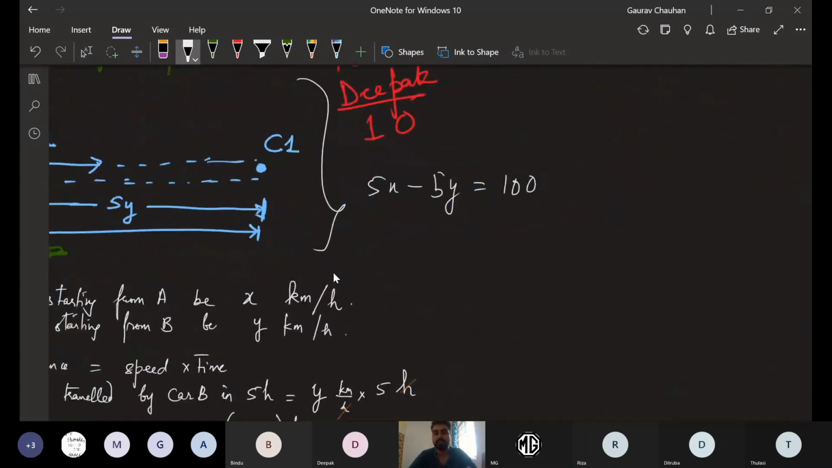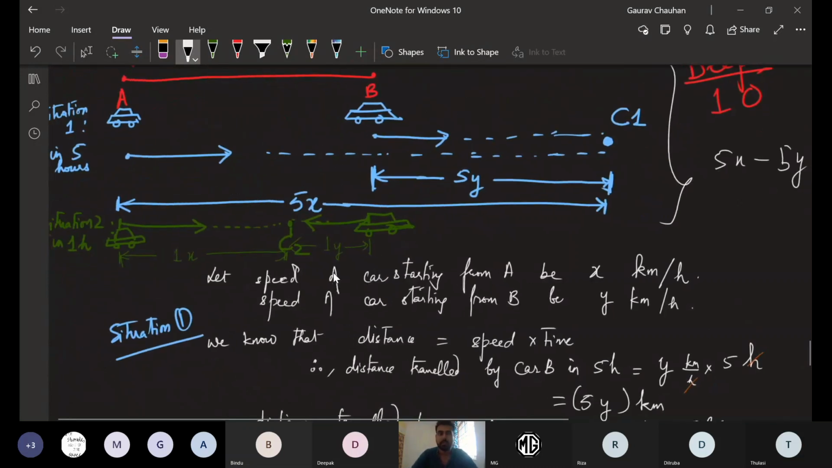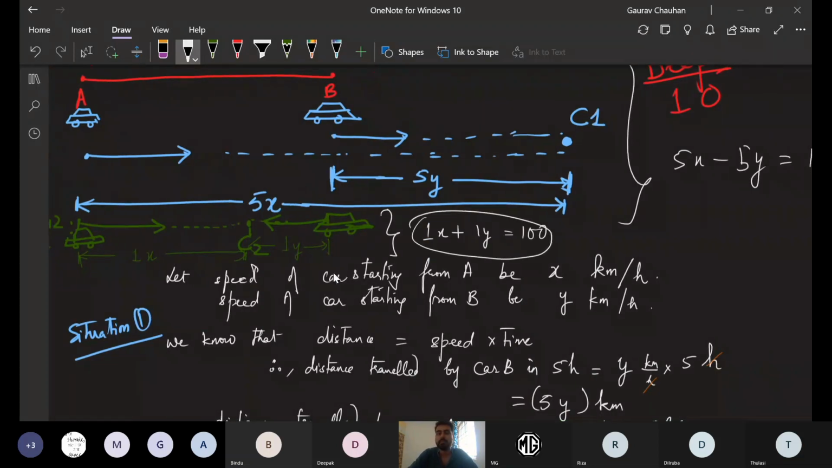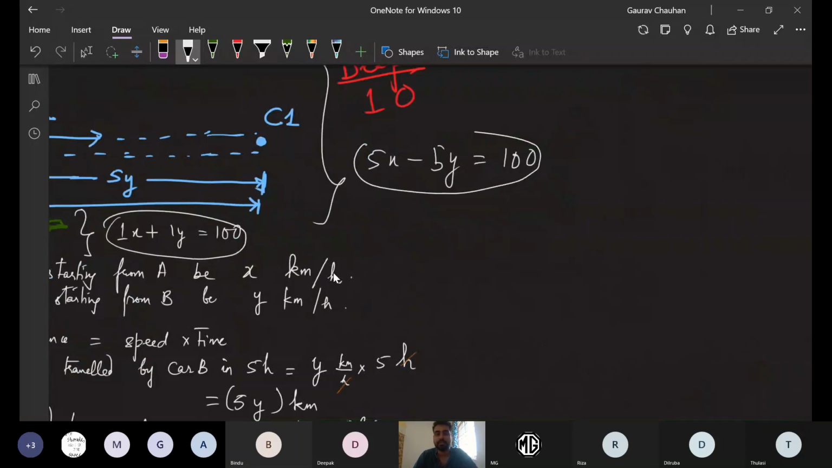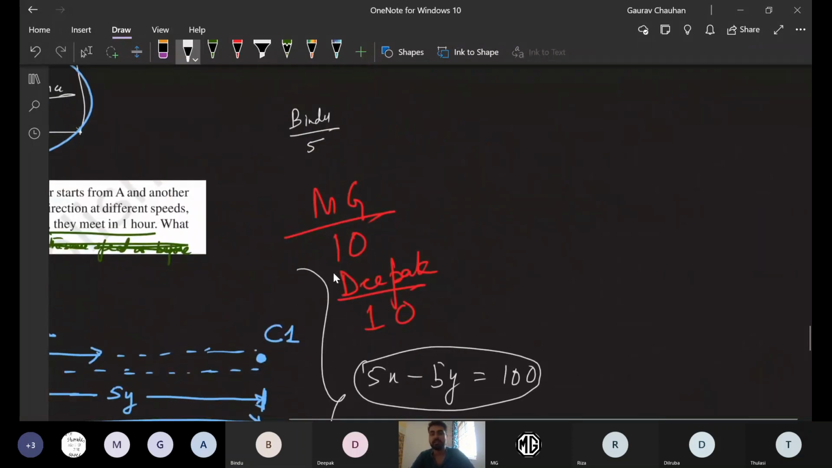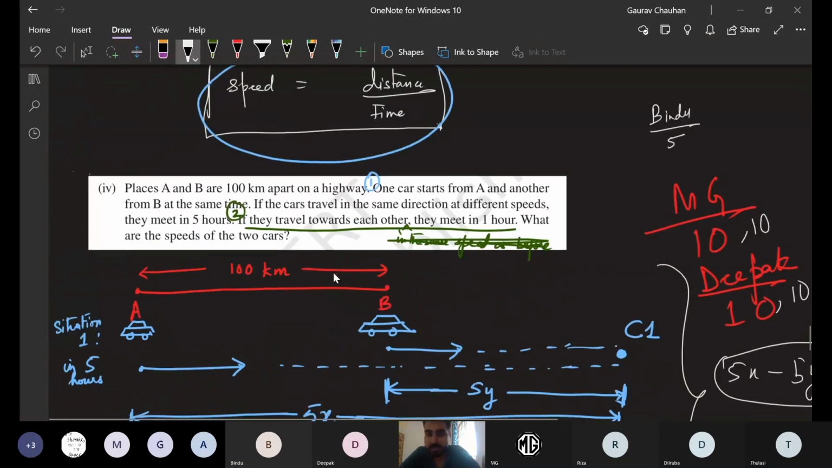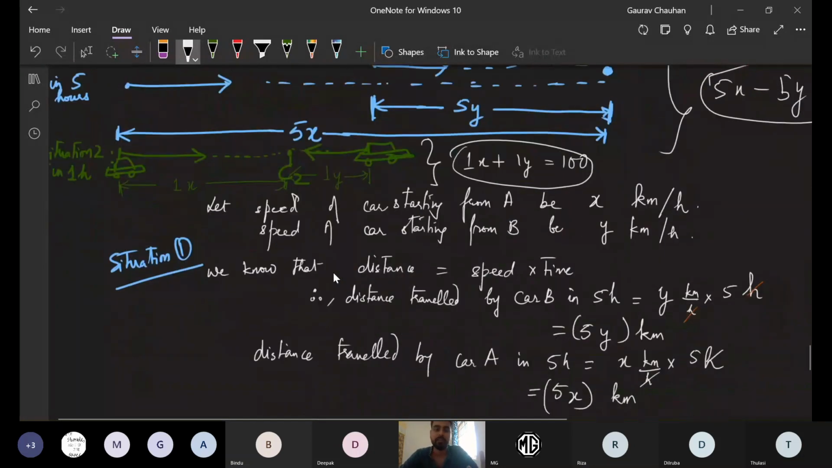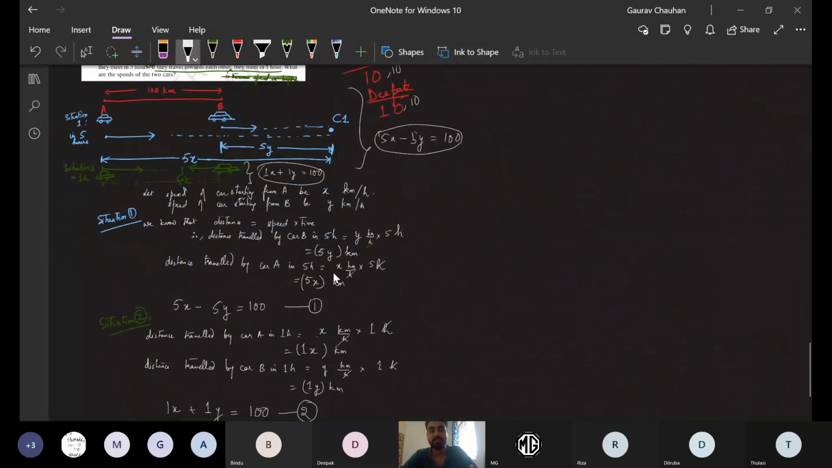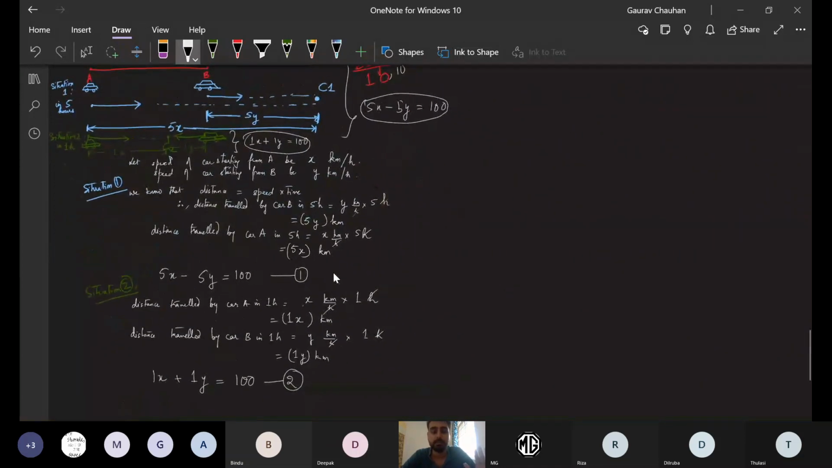Basically from this part I am getting the second equation, that is 1x plus 1y is equal to 100. This is giving me this and this is giving me this, and I am giving Deepak another 10 points and MG another 10 points. Very good, Deepak and MG. I'm really proud of how you have participated today and how you have engaged with this simple but long thing.